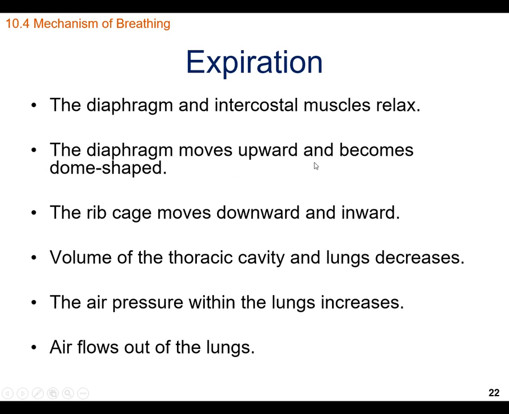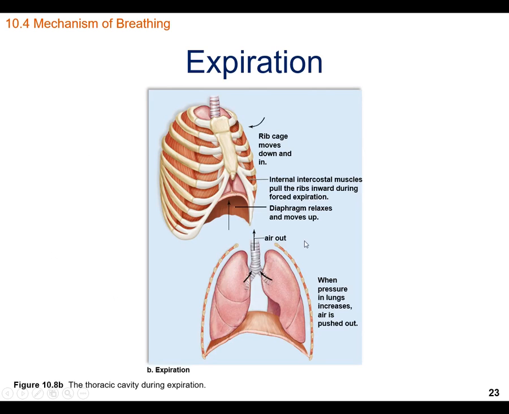During expiration, the diaphragm and the intercostal muscles simply relax. The diaphragm moves upward and becomes dome-shaped. The rib cage moves downward and inward. This is a passive process. It doesn't require anything more than just relaxing, but it makes the volume of the thoracic cavity in the lungs decrease. So the air pressure within the lungs increases and the air flows out of the lungs. Here you're seeing that volume decreasing, increasing pressure, and forcing air out.